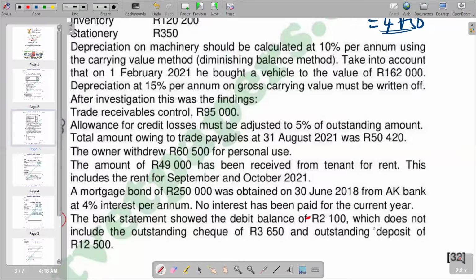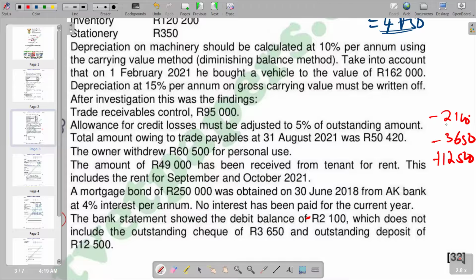And then which does not include the outstanding check for 3,650. So this is a further negative again. Remember, an outstanding check is supposed to be debited on the bank statement, so it's a minus again. And an outstanding deposit is a plus, so we add 4,500. So we have negative 2,100, and then negative again 3,650, and then a positive 12,500.